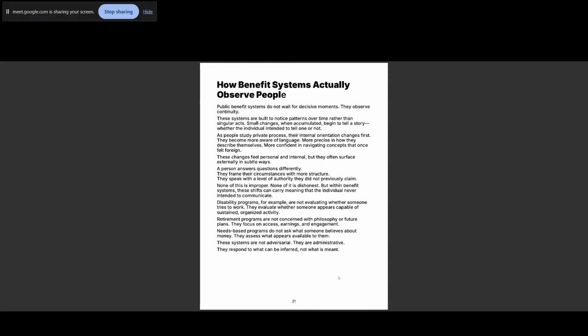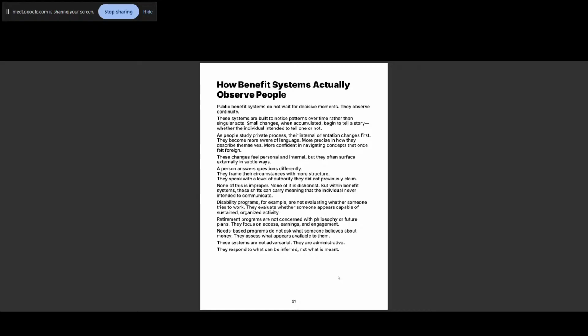How benefit systems actually observe people. Public benefit systems do not wait for decisive moments. They observe continuity. These systems are built to notice patterns over time rather than singular acts. Small changes, when accumulated, begin to tell the story, whether the individual intended to tell it or not. As people study private process, their internal orientation changes first. They become more aware of language, more precise in how they describe themselves, more confident in navigating concepts that once felt foreign. These changes feel personal and internal, but they often surface externally in subtle ways.